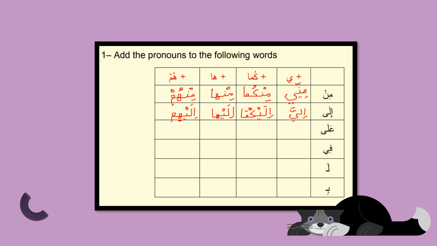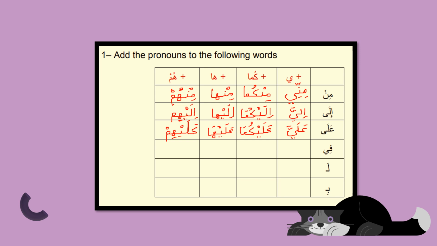Ala, so ala with ya: alayya. Remember the extra ya. And alaykuma, it will change to ya kuma. And alayha remains the same with all the pronouns. Alayha, alayhum, alayhim. Remember, I'm making a mistake: alayhim. The hum will change its harakat to kasra because of the ya.